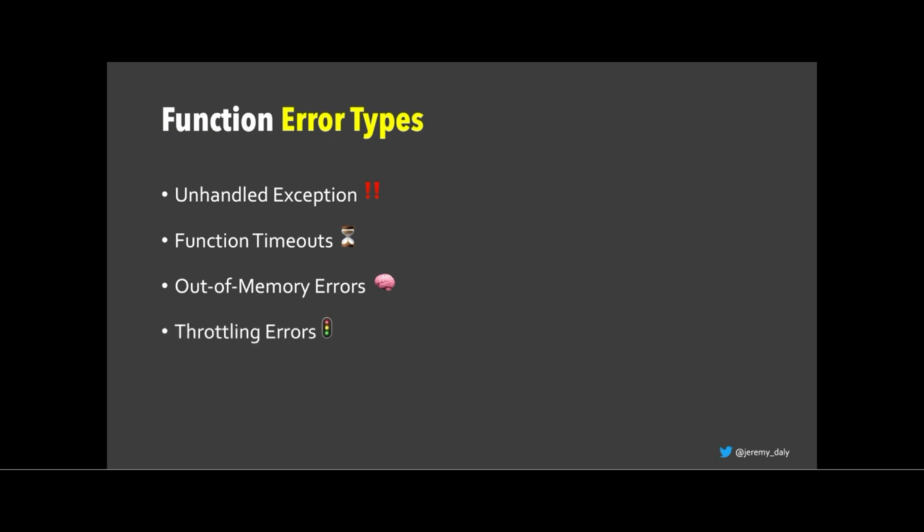And then the same thing with throttling errors. Your Lambda function won't even try to run if you already have too many concurrent invocations of it based on your reserved concurrency setting. So it's possible that it'll never even trigger it.